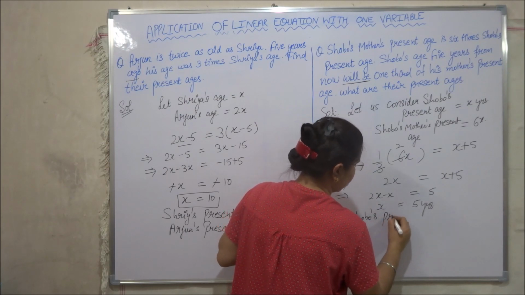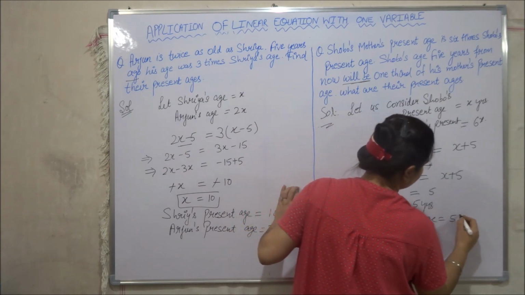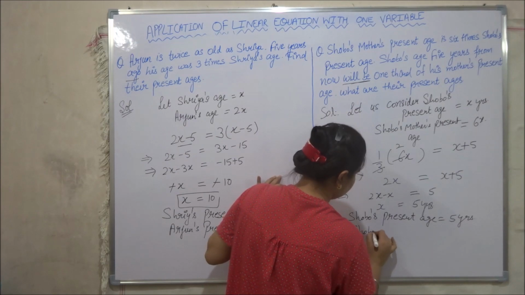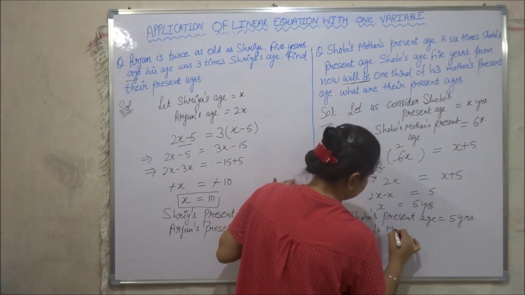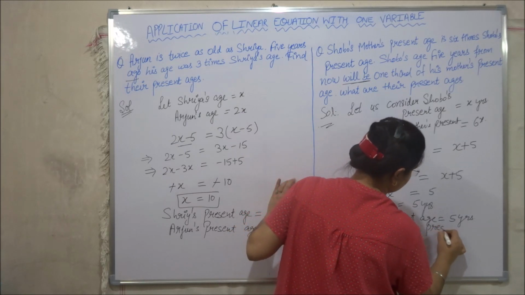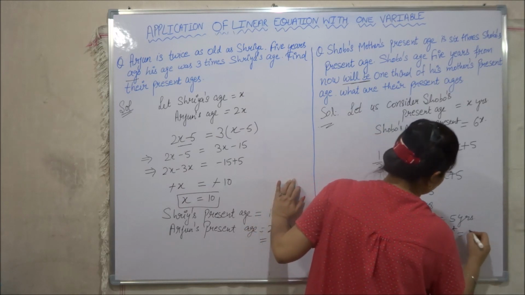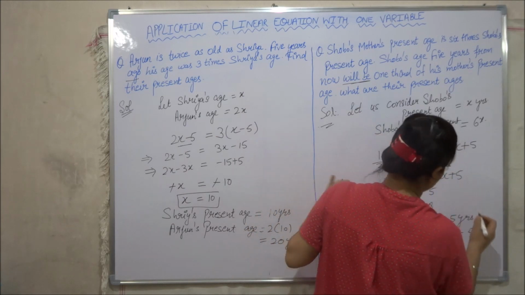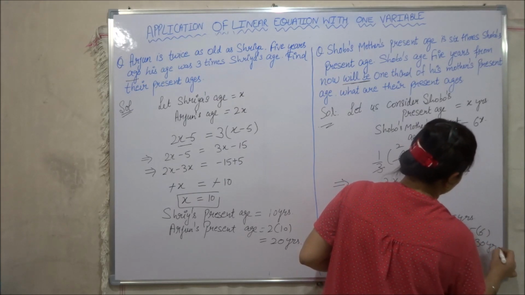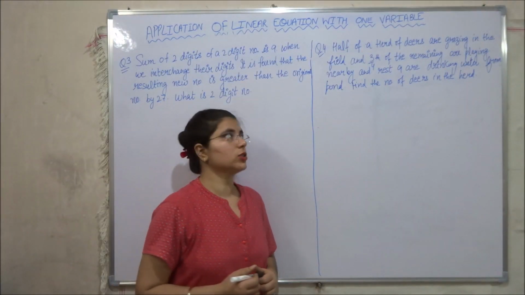Shobho's present age will be 5 years. Shobho's mother's present age will be equal to 5 into 6, 30 years. Hence solved. Let's do the third question.